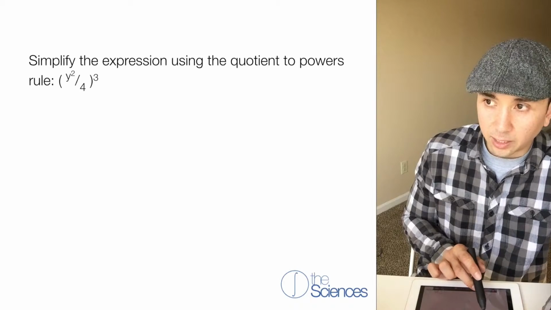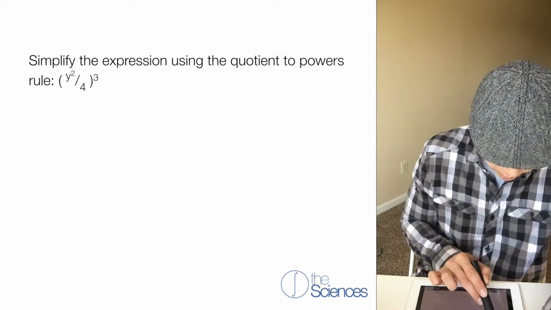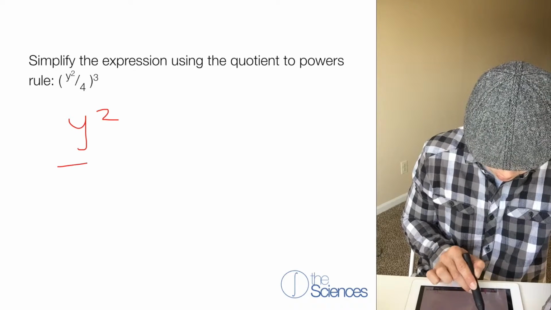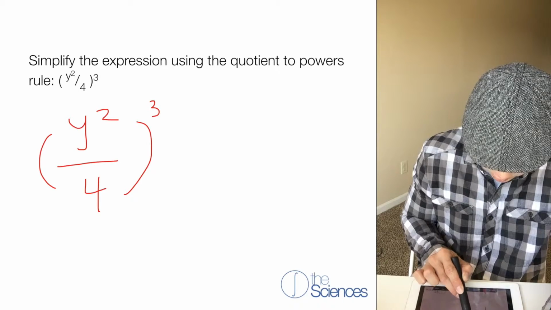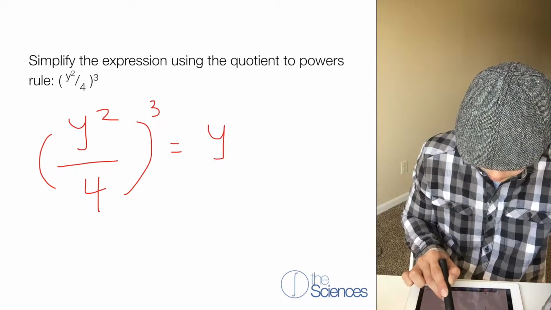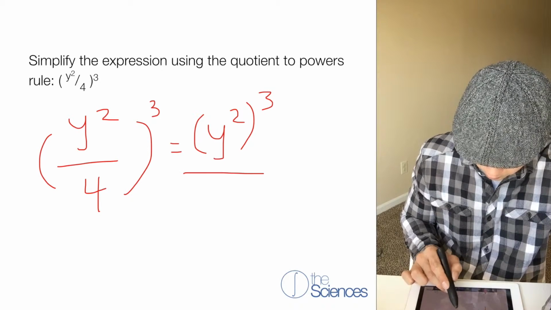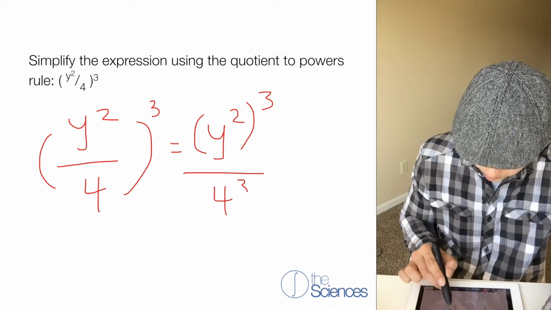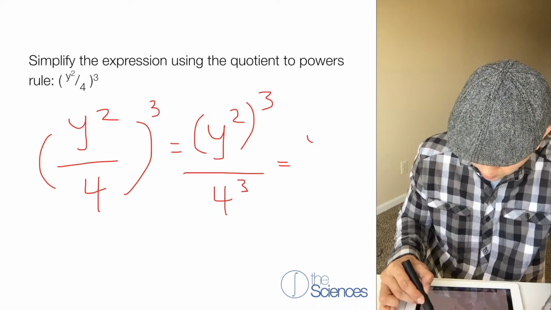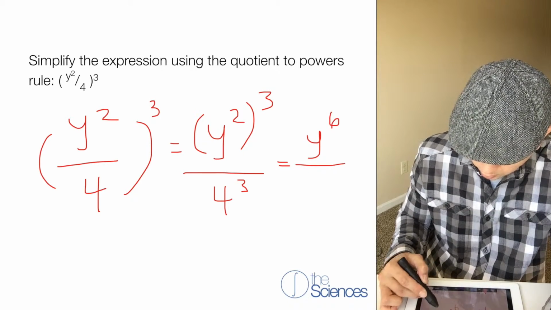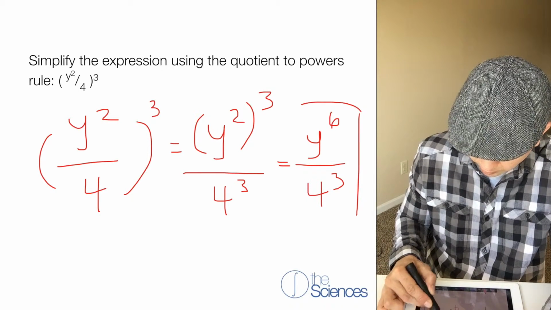So let's do an example. Let's simplify this expression using the quotient-to-powers rule. So here we have y squared over 4, all cubed. So what this is saying is y squared cubed over 4 cubed. So now we have y to the 6th power over 4 cubed. So that's our answer.